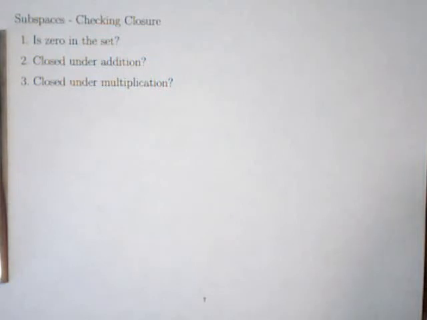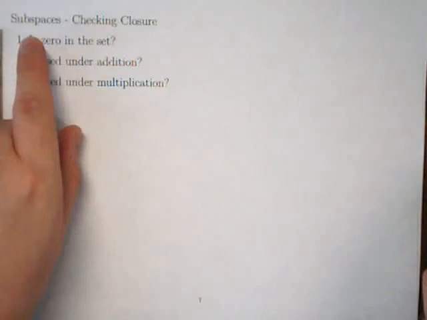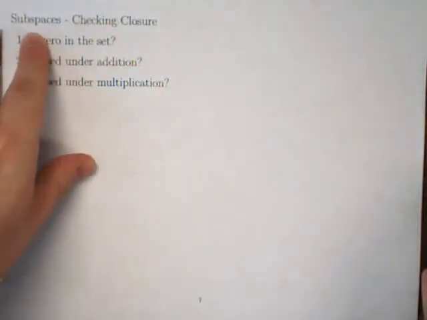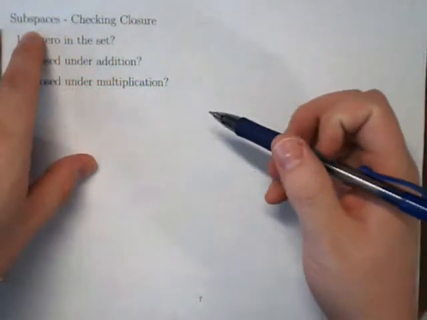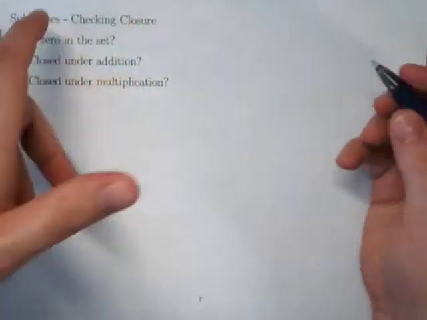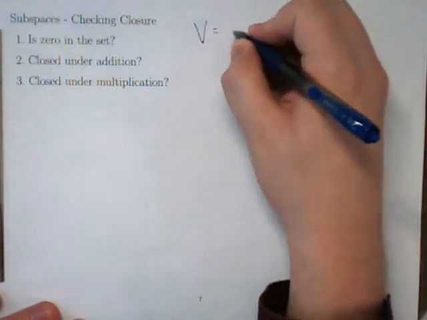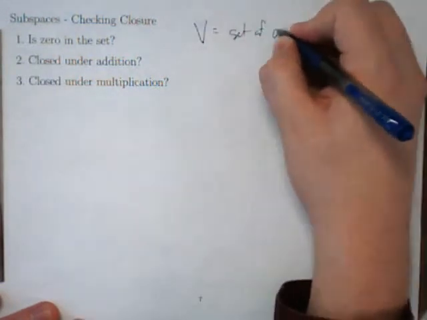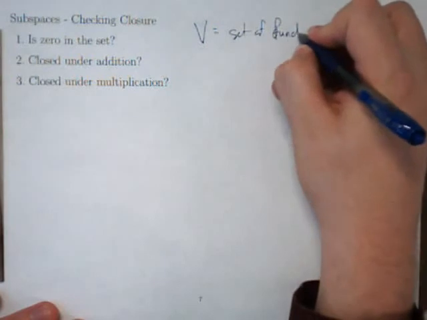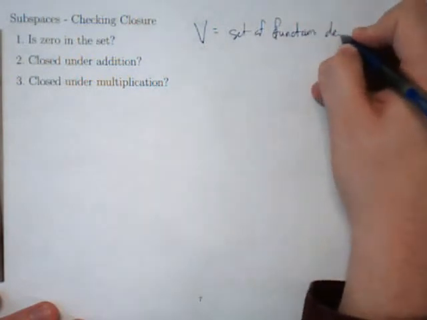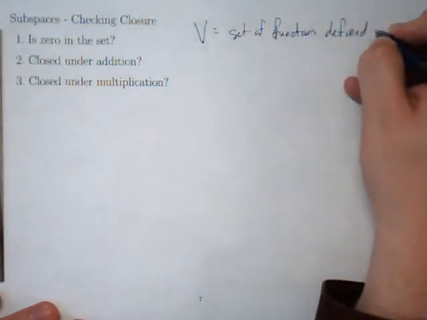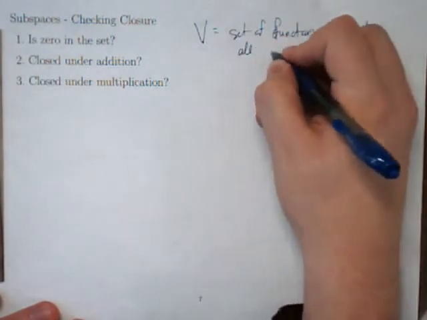In this screencast, I want to show how you can actually start with a vector space and then create a subspace from that vector space. A subspace is just a subset of a vector space that is, again, in its own self, a vector space. So the example we're going to start with is, we'll let V be the set of functions defined on all the reals.